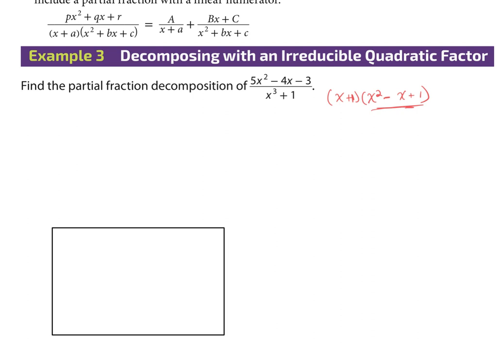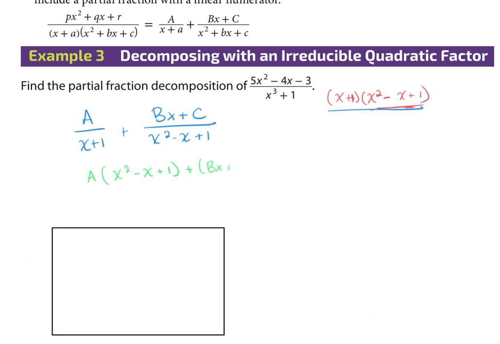It never is. So I'm going to have to set up an a over my x plus 1 and a bx plus c over this non-factorable quadratic there. All right? Which means this whole thing is my common denominator. So I'm going to say, well, I have to do a times this quadratic. And I have to do bx plus c times the x plus 1. All right?